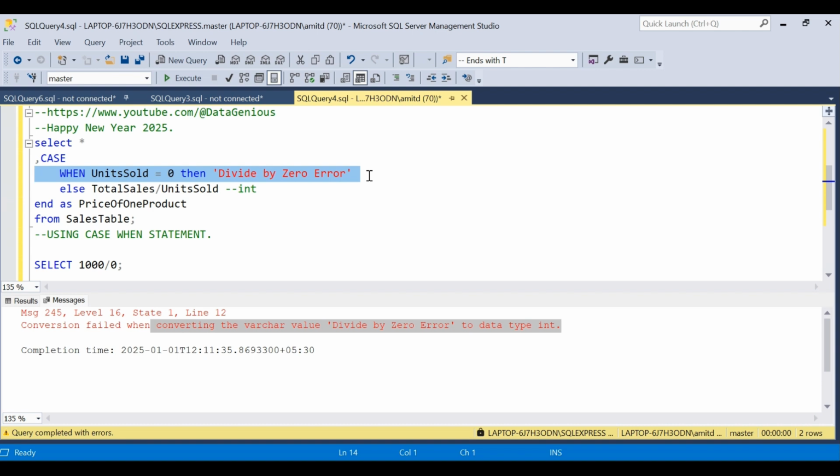So we cannot divide. So how to deal with this problem? What we have to do here is create two separate columns. One for the divide by zero error. In that column we will hard code that to varchar, and one will be for this particular. So let's start.